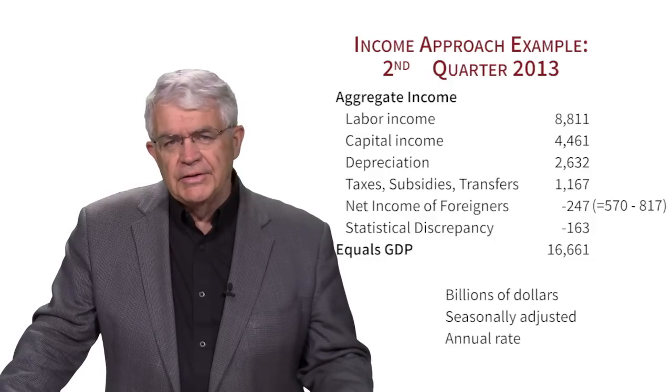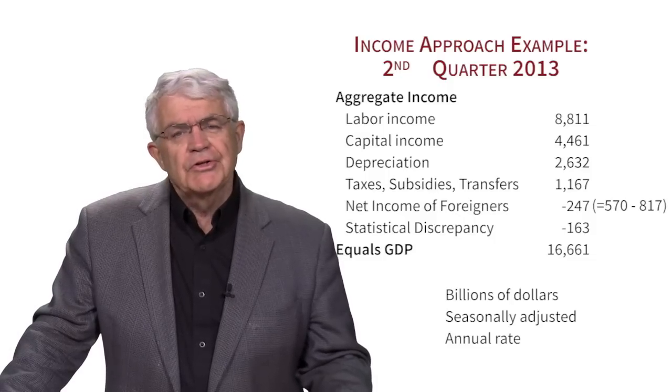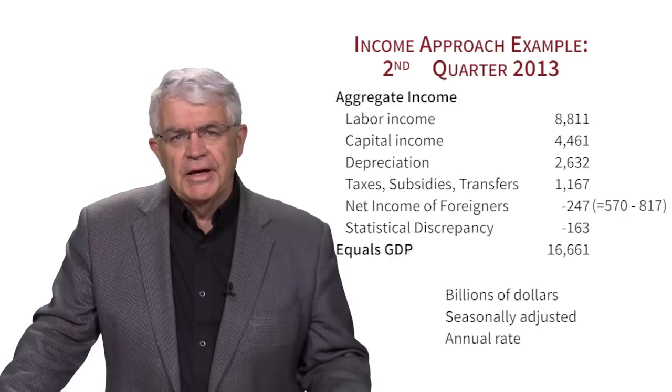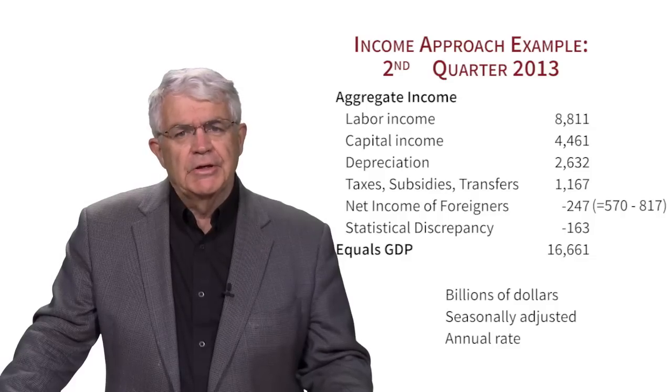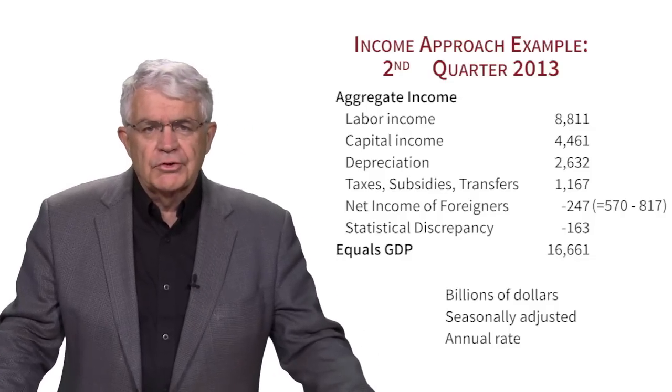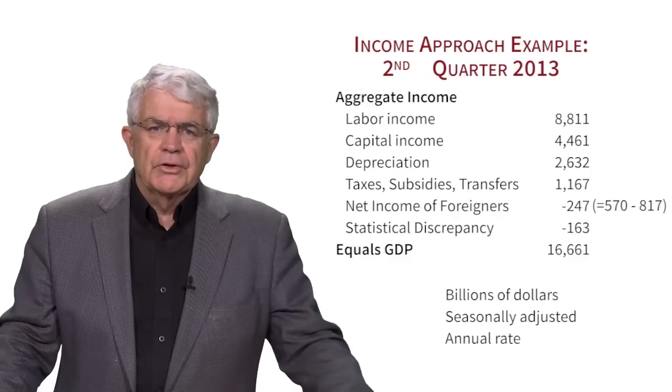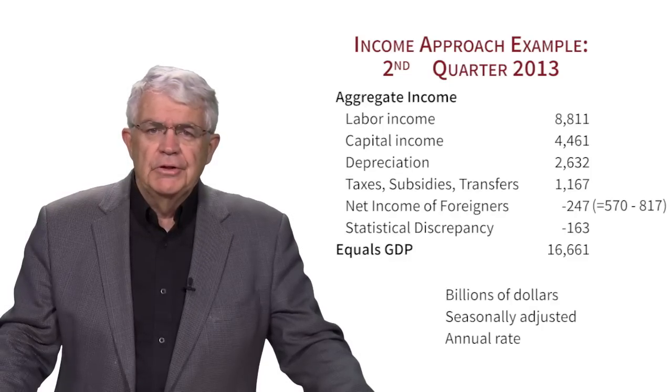So you want to add in this depreciation because we're interested in a measure of production. We're getting it from the income side, but since firms don't report that depreciation as part of their income, we have to add it back in because they have to produce the new trucks that are built to replace the old trucks. Depreciation is a big number, $2,632 billion in the U.S. economy.